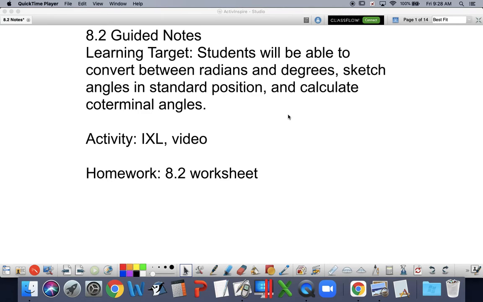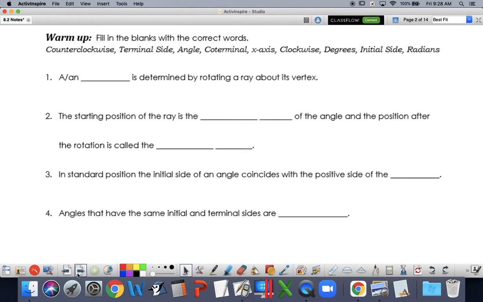All right, for lesson 8.2, our learning target is going to have three different parts to it. We're going to be able to convert between radians and degrees. We're going to sketch angles in standard position, and we're going to be able to calculate coterminal angles in both radians and degrees. So let's go ahead and get started.